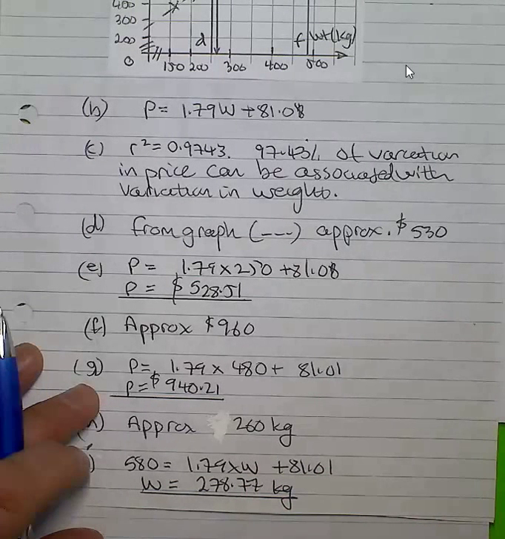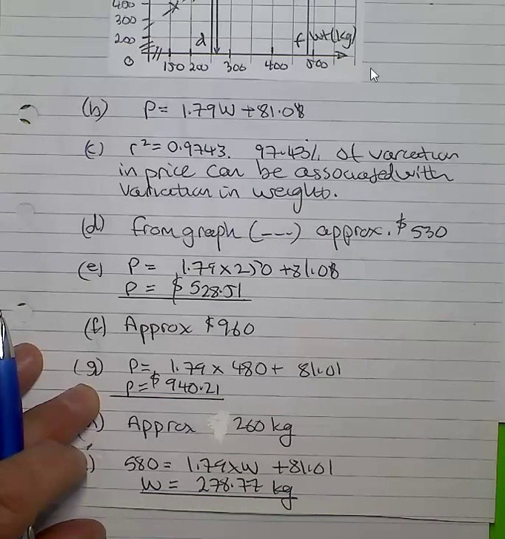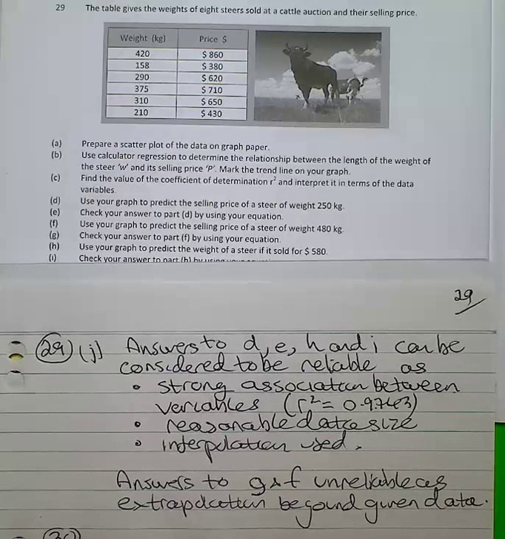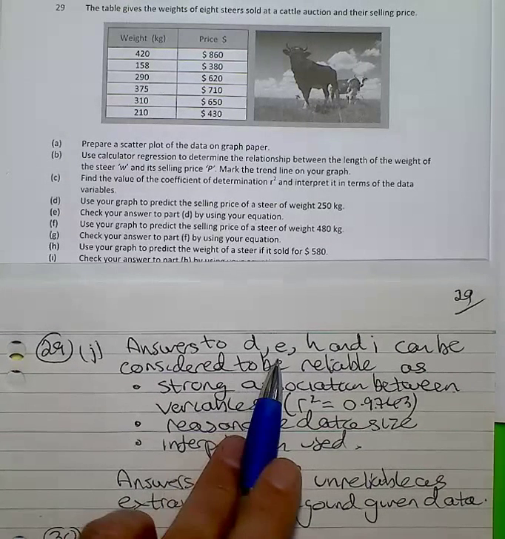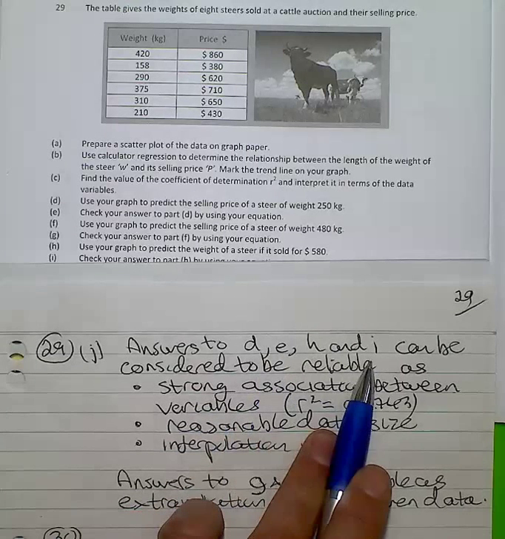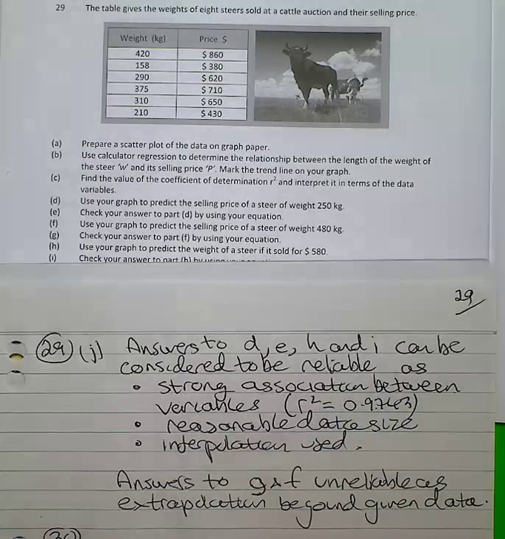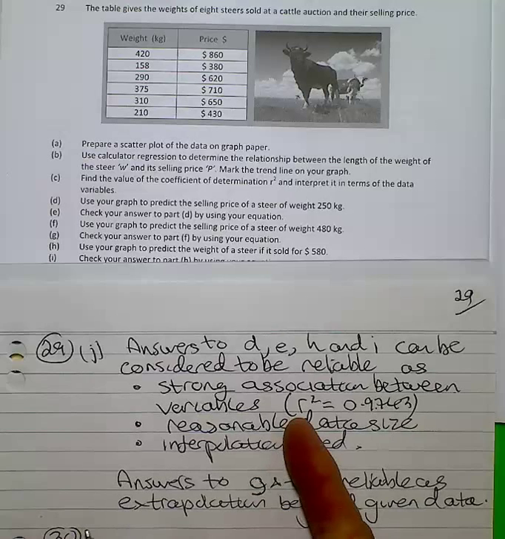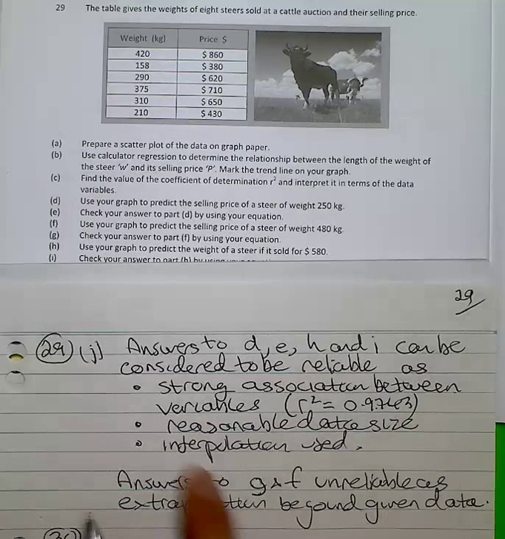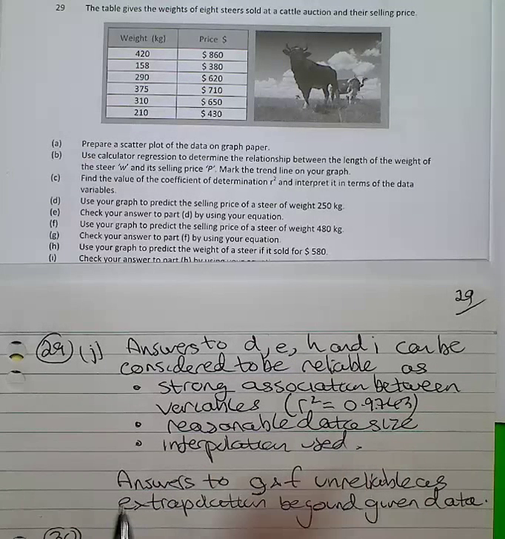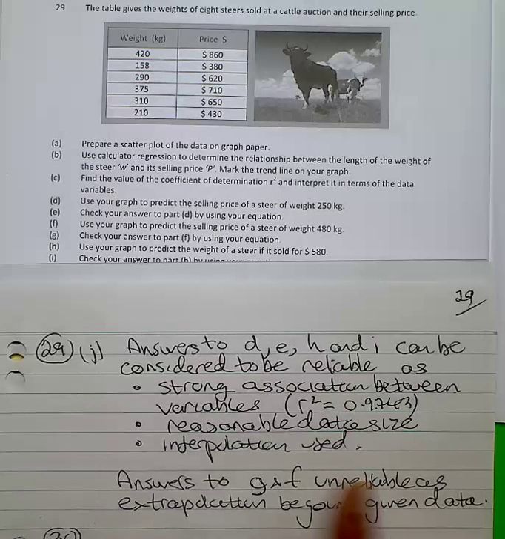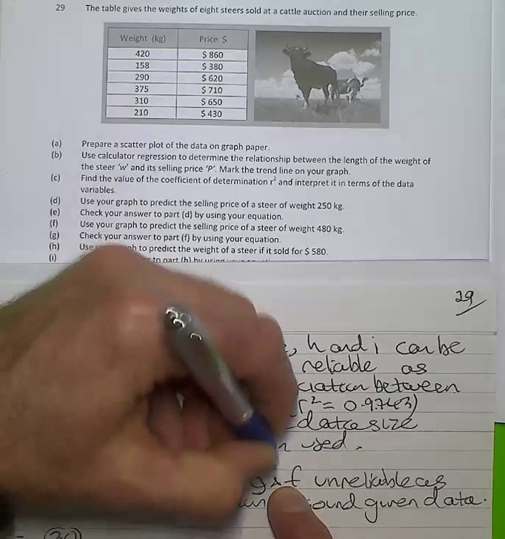And in a moment, I'll work you through J, and show you how we can write that. So we can write something of the following. We can say that D and E combined, H and I combined, can be considered reliable. There's a strong association between the variables. I can talk about the correlation coefficient if I had that as well. Very high coefficient of determination. We've got a reasonable data size. And interpolation has been used. It's within the given data.